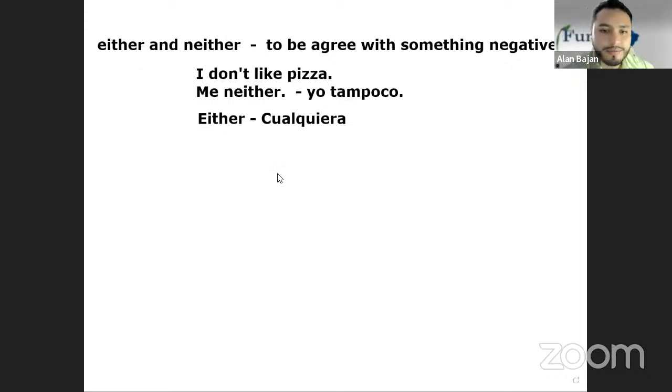Let's learn four rules. Four rules of either. Okay, so number 1, we use either when we have option A or option B.